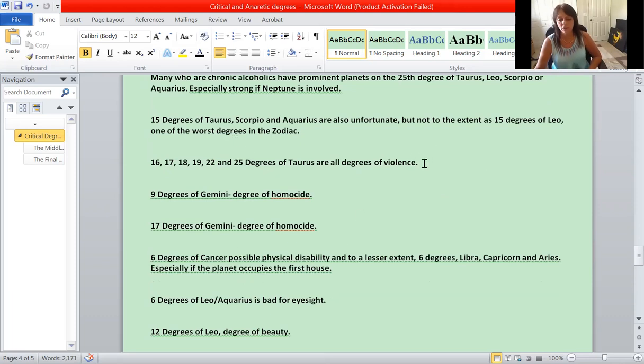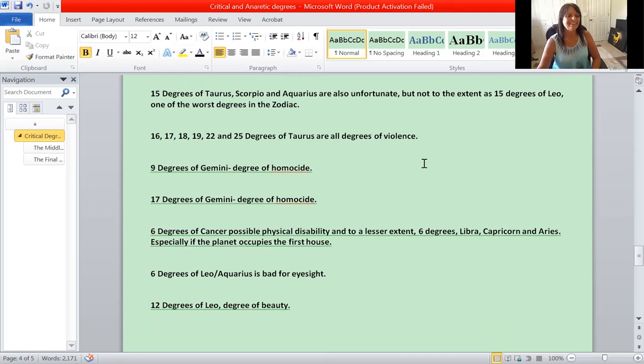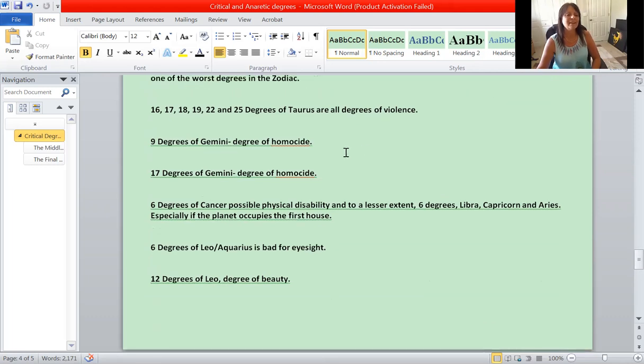So I have a lot of charts and a lot of database. I'm going to just start looking at some of these and then look up other charts of interesting people and see if I see what I see. So I will report back about that. But I thought it was very interesting. 9 degrees of Gemini, degree of homicide. 17 degrees of Gemini, degree of homicide.